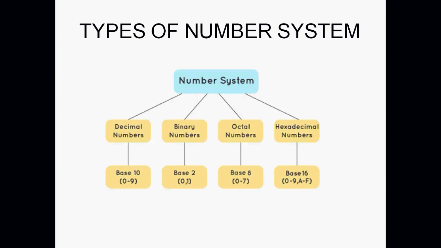As well as, in base 10, the decimal number system, the digits vary from 0 to 9. In the binary number system, base 2, a number is either zero or one. In the octal number system, base is 8, and the digits range from 0 to 7. In hexadecimal, base is 16, and the digits range from 0 to 15.